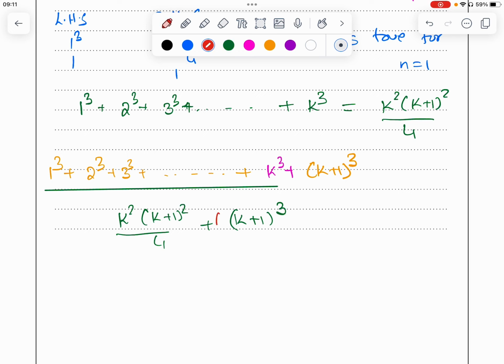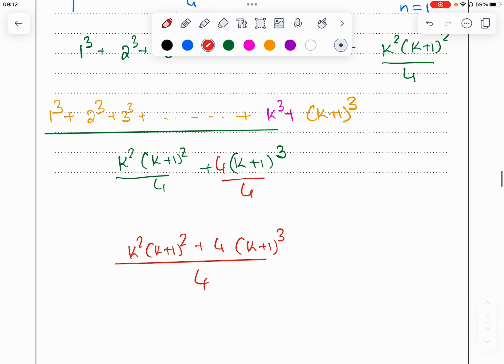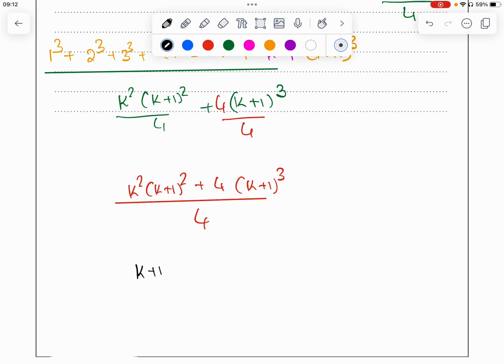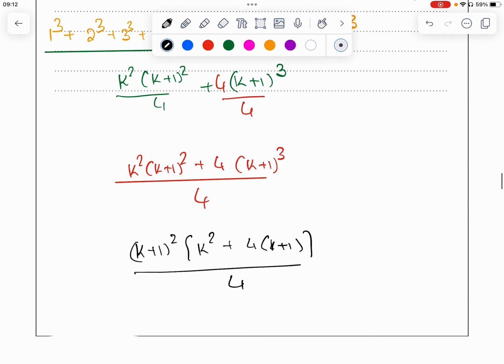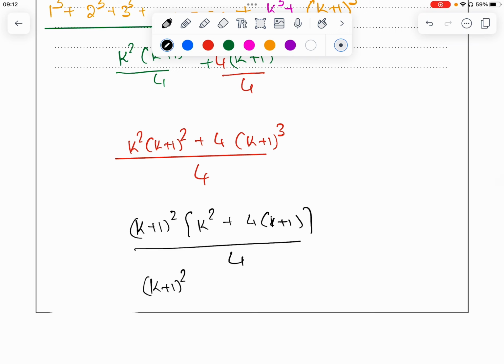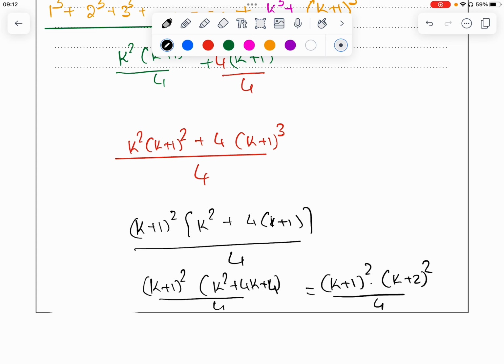So what is missing? 4. So make the common denominator 4. It becomes k square times k plus 1 whole square plus 4 times k plus 1 whole cube. So what can I take common? K plus 1 whole square is common. I am left with k square plus 4 times 1 more k plus 1, upon 4. So what does that become? K plus 1 whole square times k square plus 4k plus 4 upon 4, which is k plus 1 whole square times k plus 2 whole square upon 4. That's going to be the answer.